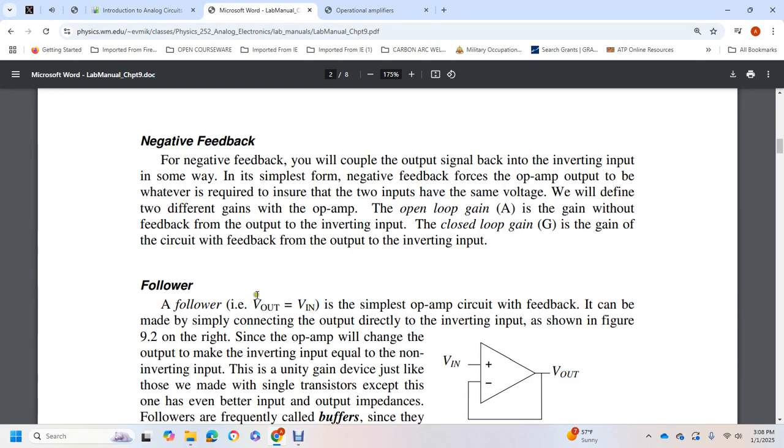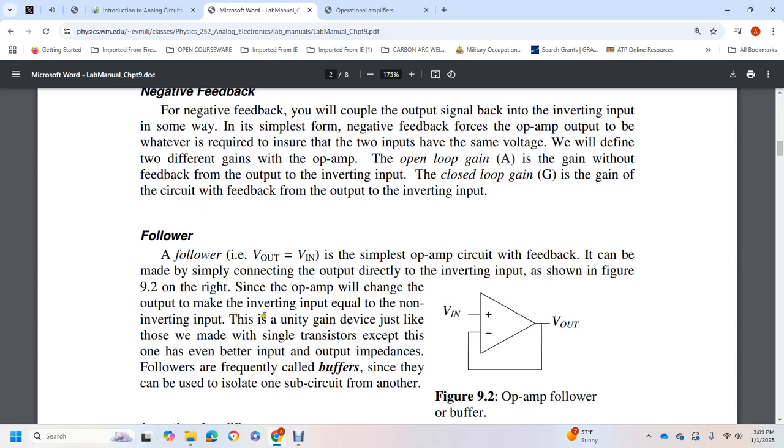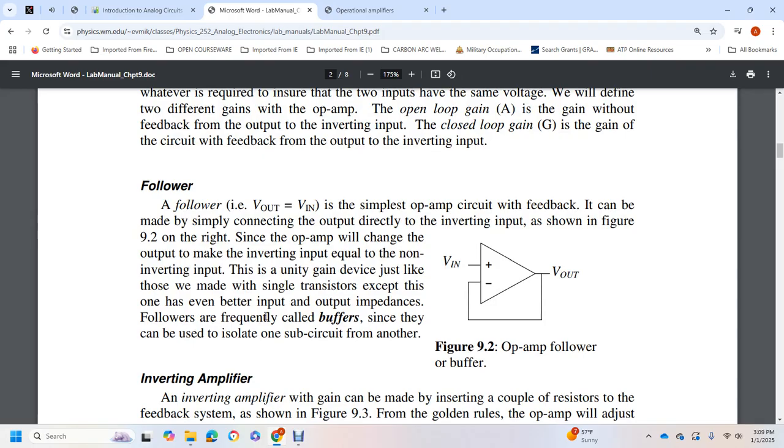The follower: voltage output equals voltage input. It is the simplest op amp circuit with feedback. It is made by simply connecting the output directly to the inverting input, as shown in Figure 9-2. The op amp will change its output to make the inverting input equal to the non-inverting input. This unity gain device is frequently called a buffer, since it can be used to isolate one subcircuit from another. The op amp follower or buffer.